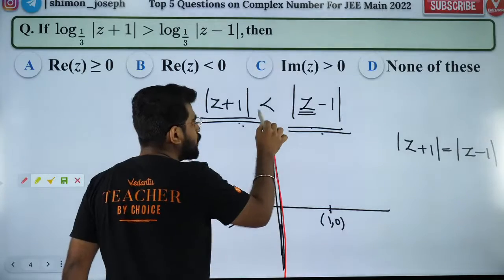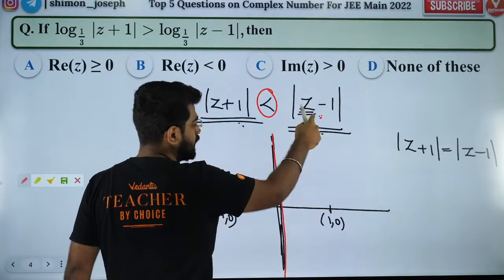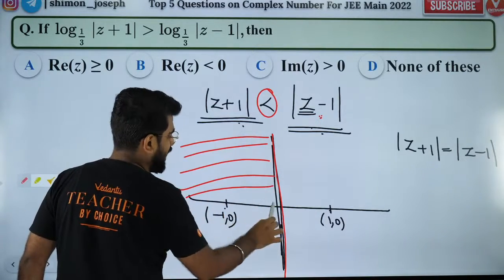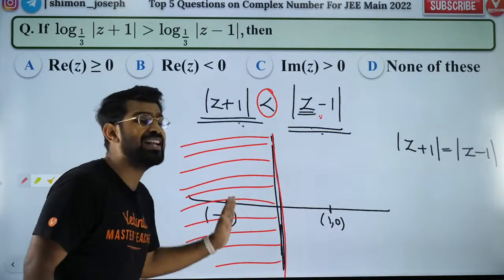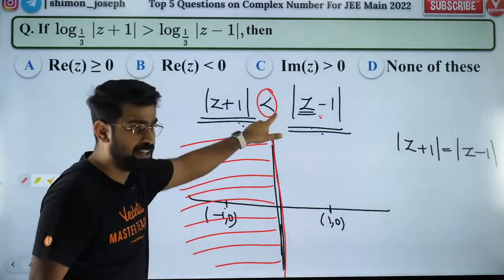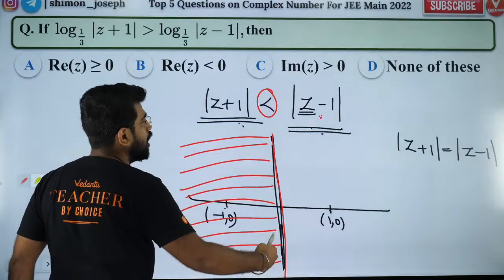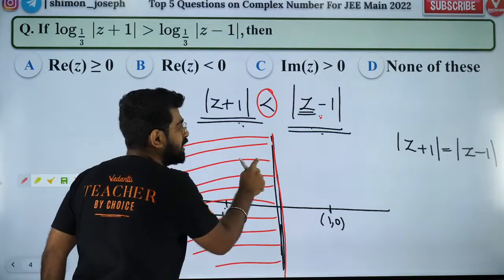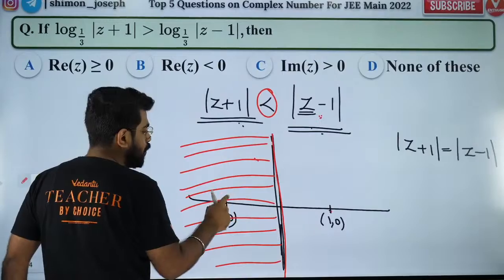But do we want equality? No. We want the distance from z to 1 to be greater than the distance from z to minus 1. So that means it is this entire region which is going to be my answer. Every point on this region is going to satisfy my inequality, because if you take any point to the left side of the y-axis, the imaginary axis, then it will always be at a greater distance from 1 than from minus 1.